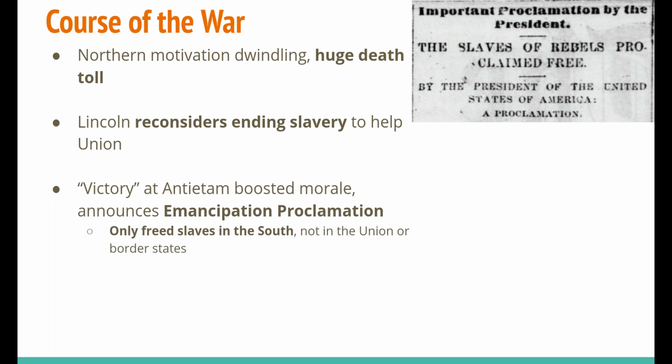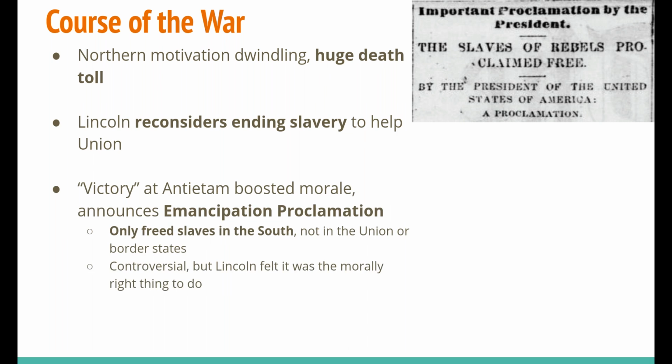So to emancipate means to free. So this declaration, this document, frees slaves, but only in the rebelling states, only in the South, not, mind you, in the border states of the Union that still have slavery. So slaves in the South are free. Now, what's the problem with that?